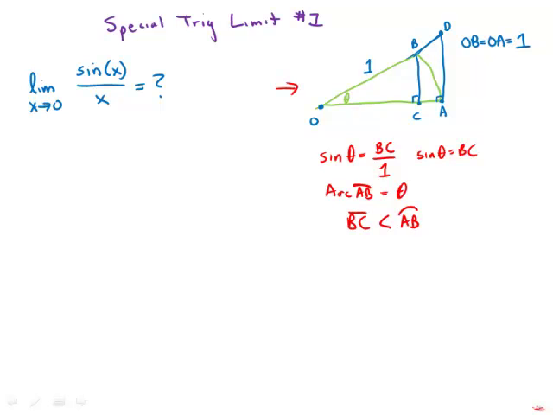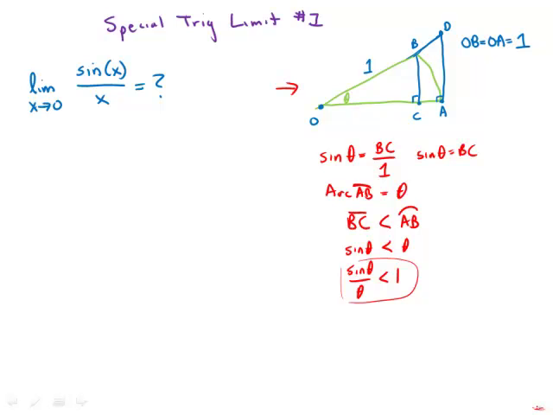And so what this means is that sine theta is less than theta, or another way to say it is that we know that sine theta over theta is less than 1. Okay, there's piece number 1 that we're going to need.